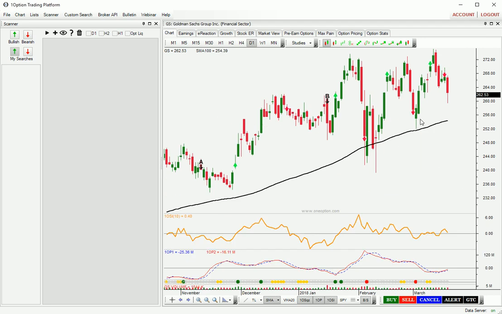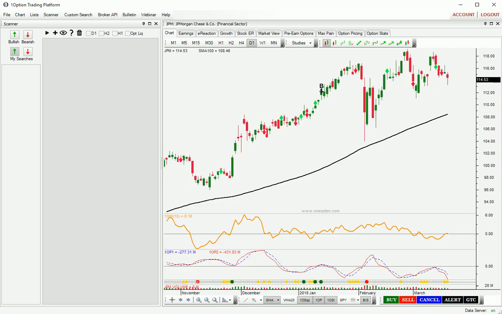You've got Goldman Sachs kind of chopping around. You've got horizontal support at this 256 level, and you have that major MA. The pressure is pretty neutral to favoring maybe a little bullish. It's been okay relative to the market. I'm not jumping up and down on this one, but there could be a trade in there.